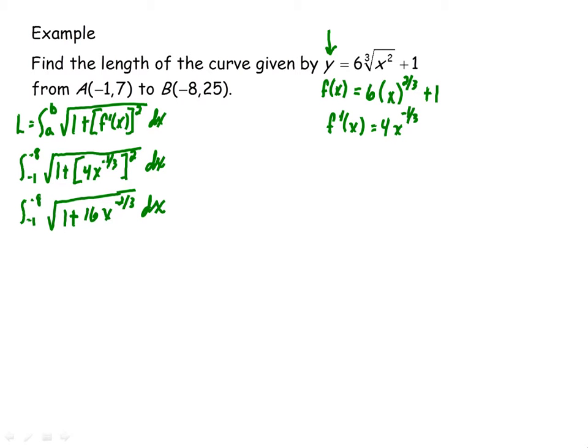Okay, so we don't have a fraction this time, or do we? Yeah. You do have a fraction this time. So we're going to have the integral from negative 1 to negative 8, and I'm just going to rewrite it: 1 plus 16 over x to the positive 2/3 dx. So how are we going to consolidate this one? How are we going to make one fraction out of this one?